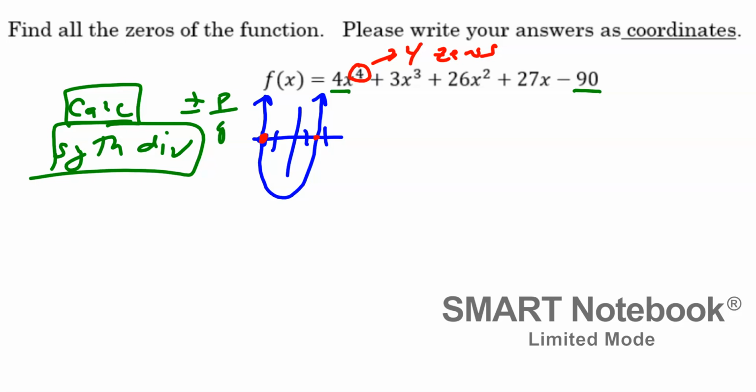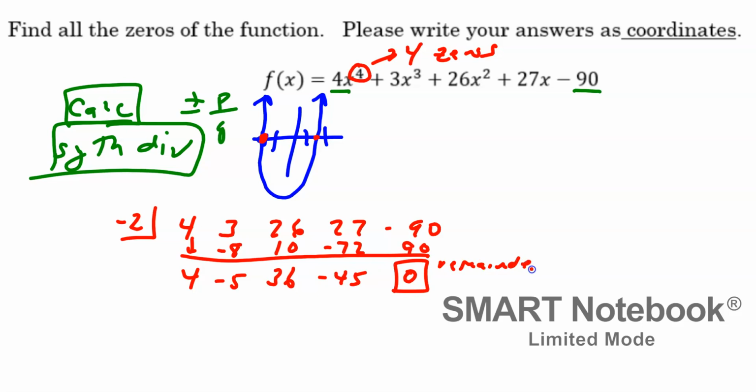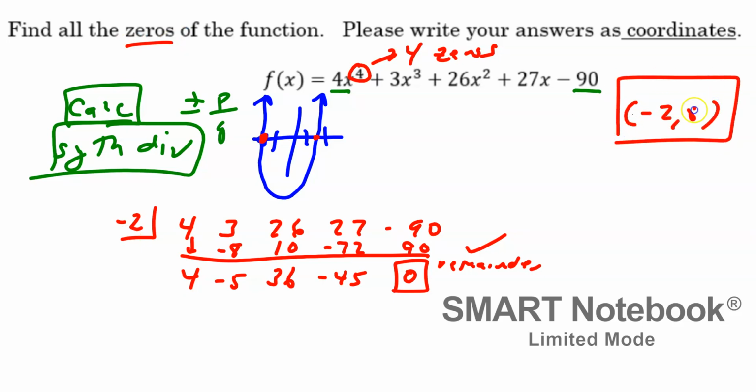So here's what we would do. We would use synthetic division. We don't know what this root is, so I'm going to use -2 to start. We're going to put -2 in our box, write all the lead coefficients. We're going to reduce this polynomial down. Bring down the 4, multiply, combine, multiply, combine, multiply, combine, I believe. Multiply, I get a positive 90, which means I get a remainder of 0, which is great, which means that this is definitely a zero or a root. So if I start my answers over here, -2, 0 is definitely one of my x-intercepts.